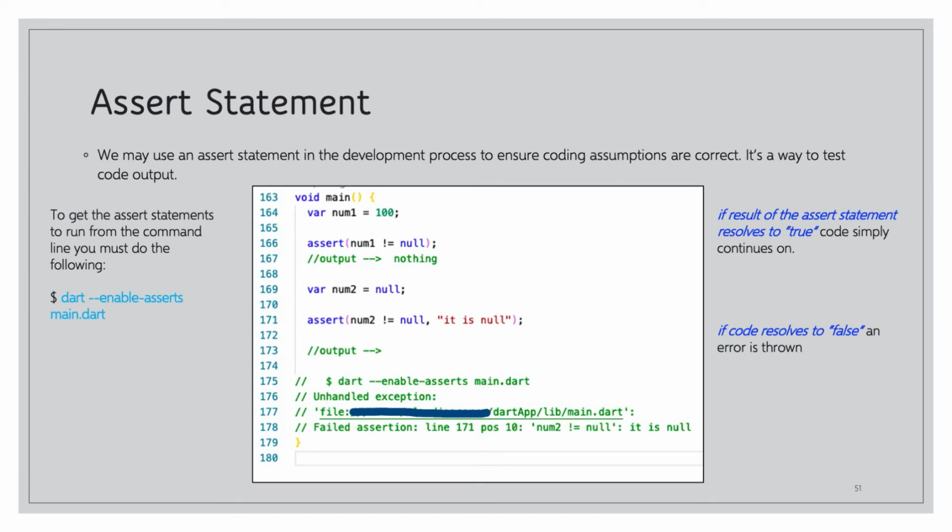So here we have a variable num1 equals 100. And then we have assert num1 is not null. If the result of the assert statement resolves to true, our code simply continues on. If it resolves to false, an error is thrown. So if we see num2 equals null, our assert says num2 does not equal null, and that throws an error. So if your assert statement resolves to true, code will continue on. If not, an error is thrown.